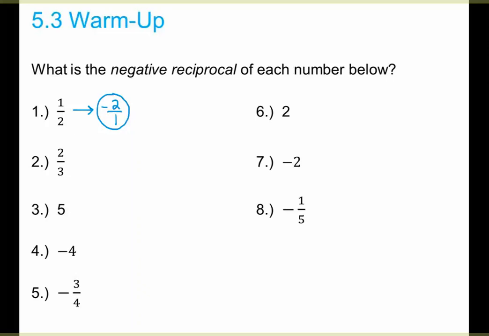Okay, well, on number 2, what do you think the negative reciprocal of 2/3 might be? Well, we're going to negate it, and we're going to take the reciprocal of it. So the reciprocal would be 3/2. The negative reciprocal would be negative 3/2. These are also referred to as opposite reciprocals sometimes.